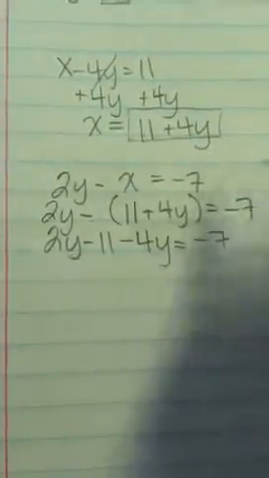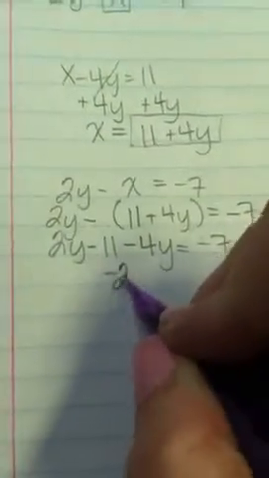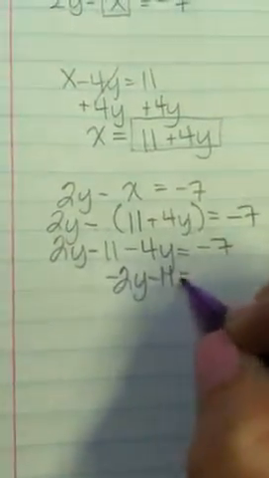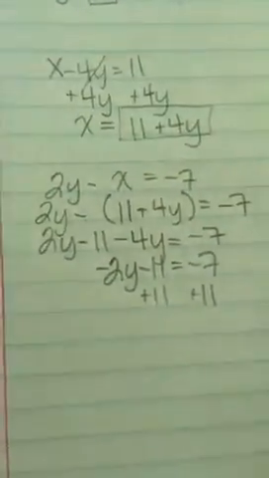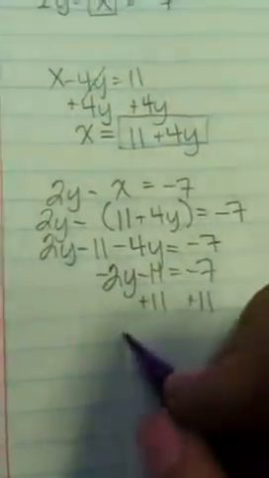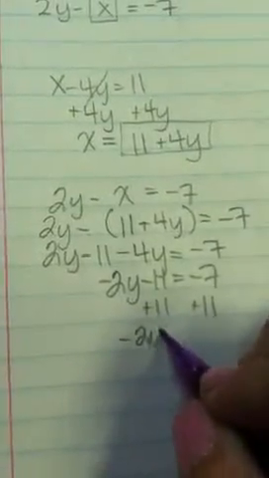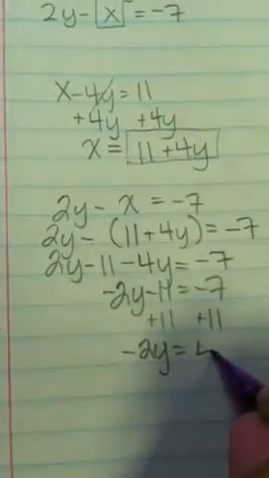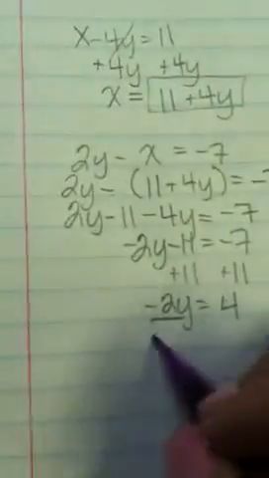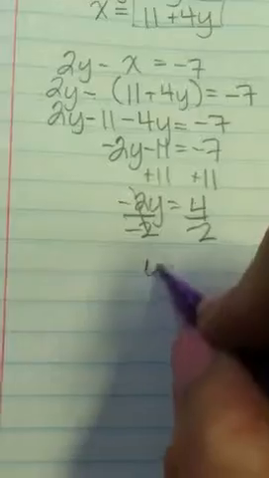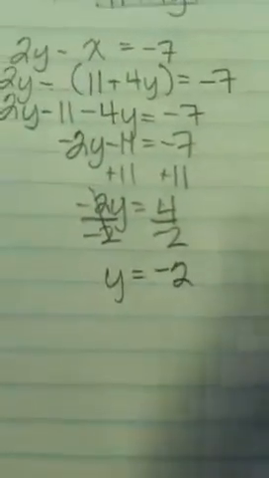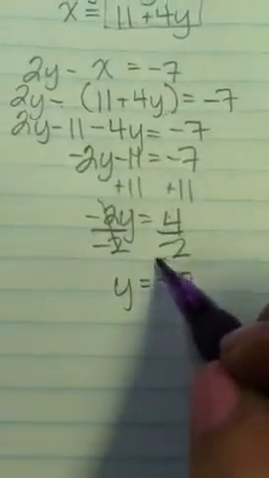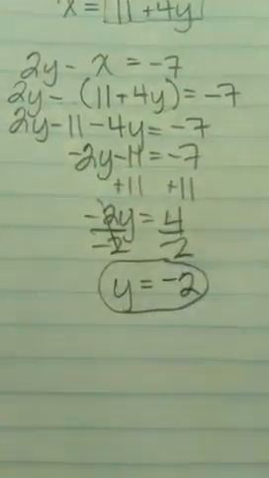So 2y minus 4y is negative 2y, minus 11 equals negative 7. Adding 11 to each side will help me get y by itself. And so now I'm left with negative 2y, which equals positive 4. I'm going to divide by negative 2 on each side, and now I get y equal to negative 2. So I've solved for one of my variables. So y equals negative 2 is one of my solutions.